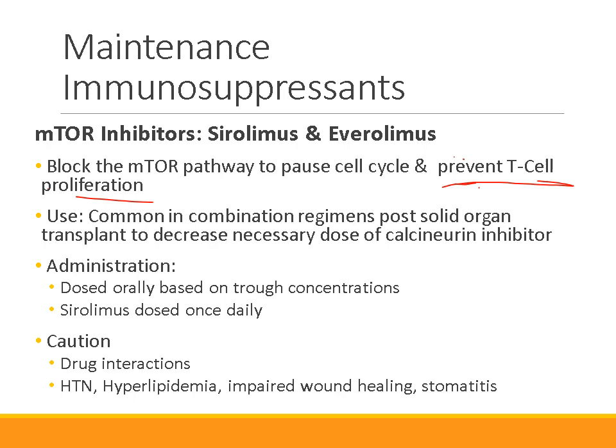These are commonly used in combination regimens post solid organ transplant in order to decrease the dose of the calcineurin inhibitor that's necessary. And again, remember the calcineurin inhibitors are associated with a lot of adverse drug effects. One of the major things that we worry about is nephrotoxicity, or kidney damage. So if you combine the calcineurin inhibitor with sirolimus or everolimus, then you don't need to use as high of a dose and you can decrease the likelihood of kidney toxicity.